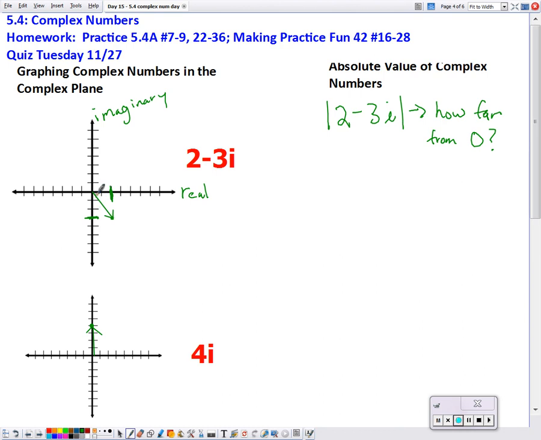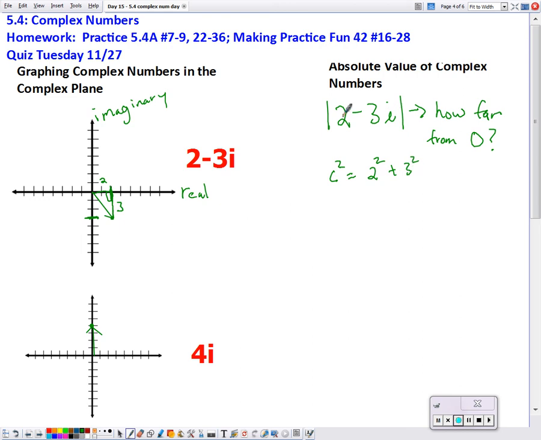If we're looking for the length of this green arrow, we can make a nice little triangle here, and it's a right triangle. This has a length of 2, and this has a length of 3, or negative 3 if you want to think about it as down 3. How could we find the length of the arrow? We could use the Pythagorean theorem, and we could say c squared equals a squared plus b squared.